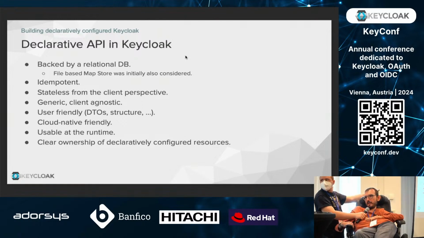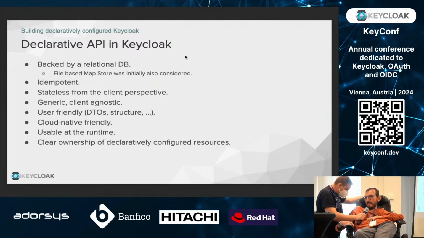We know that the API has to be idempotent. That means that no matter how many times I call the API, no matter how many times I apply my desired state, it will get the same result. It will be stateless from the client perspective. That means that the client should not really care about the state the server is in. It should not need to fetch anything. It will take the desired state and throw it at Keycloak, and Keycloak should figure out: do I need to create it, update it, what do I need to do with that? The API should also be generic enough, client agnostic.